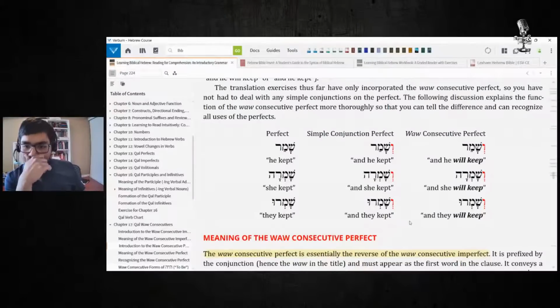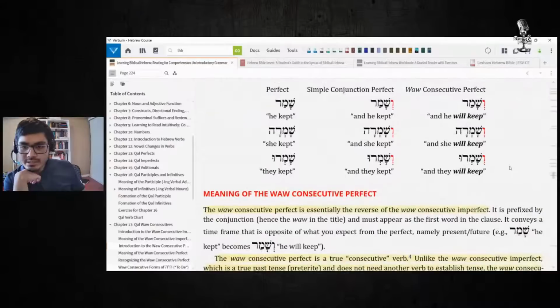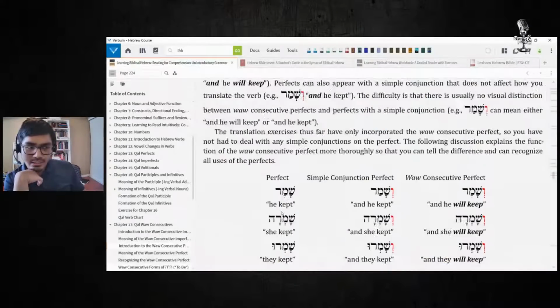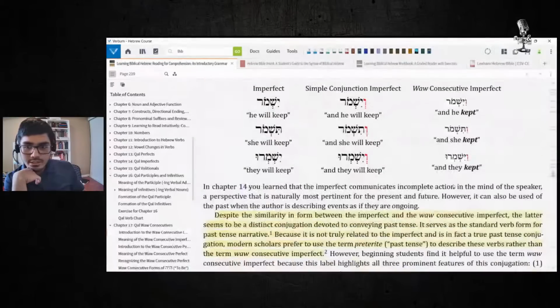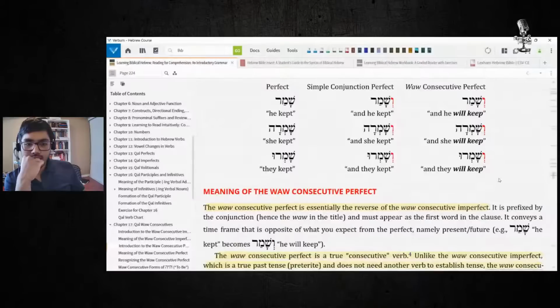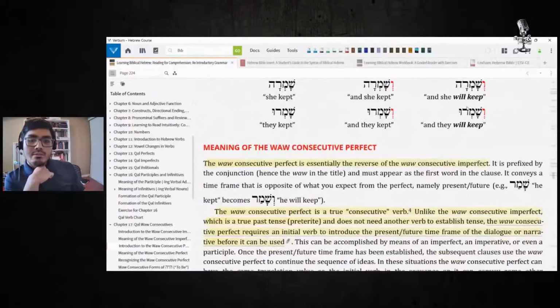But if it was a Vav consecutive imperfect, it would be will keep. And here's where it gets a little bit confusing because as you can see from this chart, the Vav consecutive perfect and the simple conjunction perfect look the same. It's not like with the other one where there's a change in the vowels. Here you can see that there is no change in the vowels. So in order to tell that the Vakatal form is in view, you would have to look at the context.